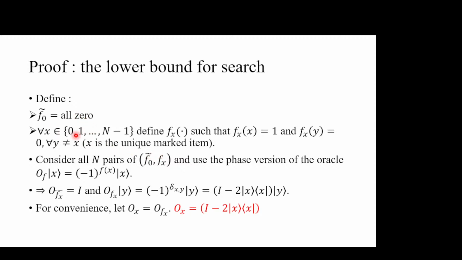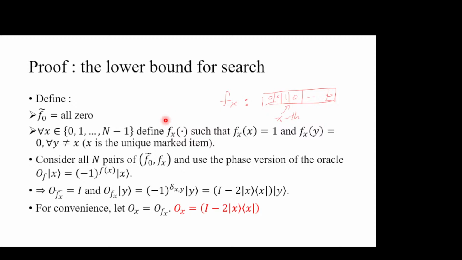So x goes from 0 to n minus 1, because we count from 0. For x from 0 to n minus 1, we define f sub x as the function with a unique marked item where the marked item is at location x. So f sub x of x equals 1, and if you have some y not equal to x, then it's 0. Let's go back to our board. This is the box notation: it's all 0 and 1 somewhere, and 0 elsewhere. This is the x location, and this is f sub x. f sub x is a function where the xth item is marked.